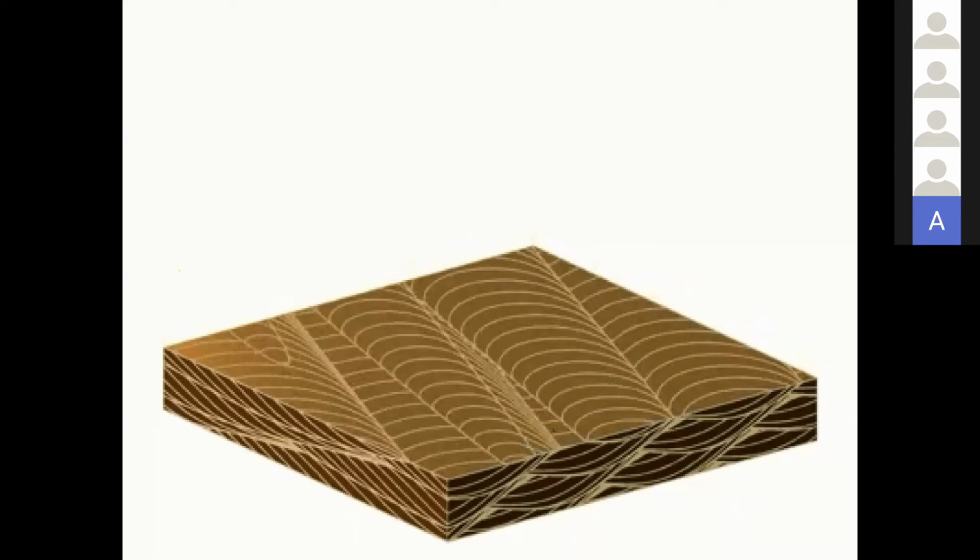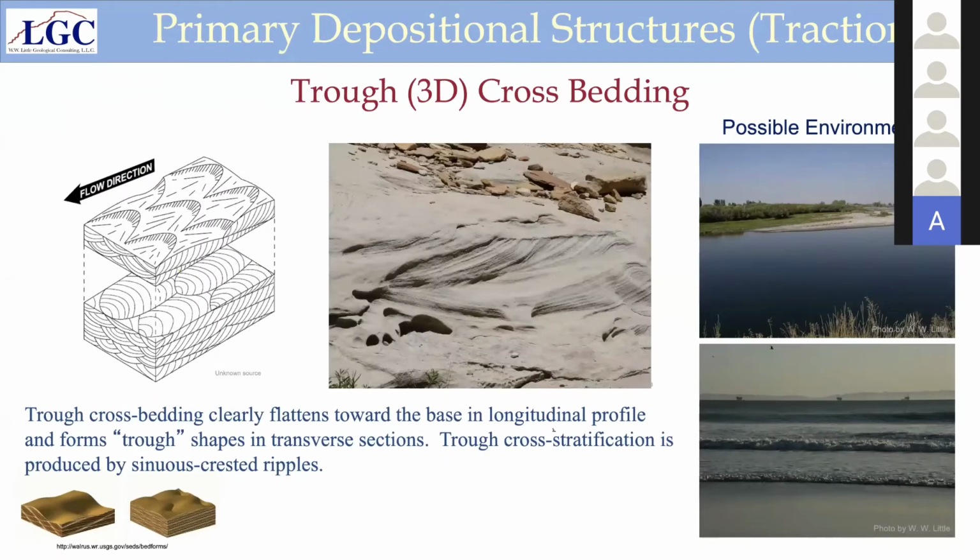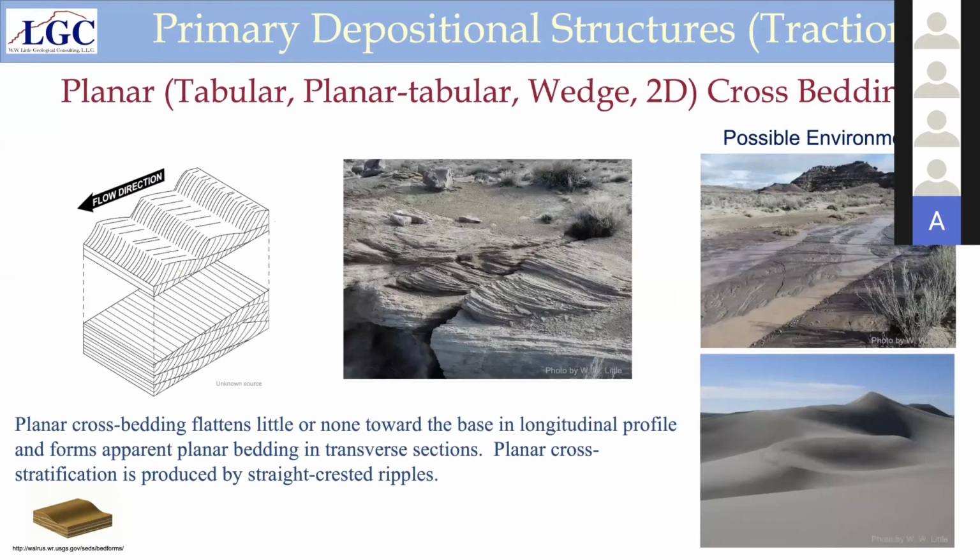And so I'll just show that one for right now. So planar cross bedding, this is also called tabular. Some call it planar tabular. Some refer to it as wedge. Others call it two-dimensional. So again, there are a lot of different names that you're going to see in the literature for this.